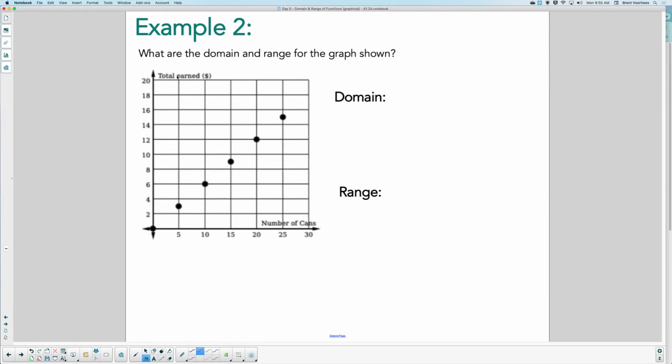Now, before we actually do this, it says, what are the domain and range? I'm going to ask you this question. Is this discrete or continuous? This is a discrete graph again. How did you know it was a discrete graph? It's dotted.